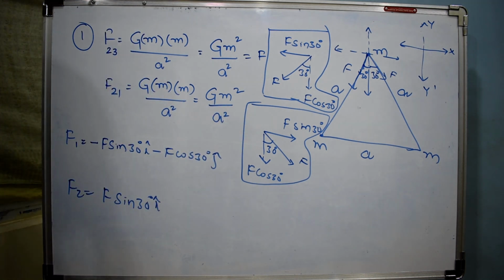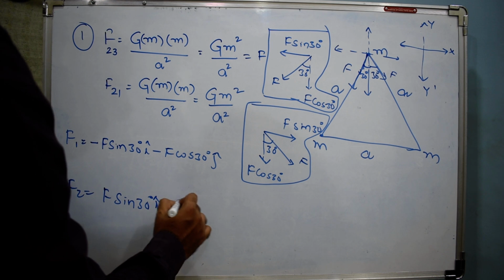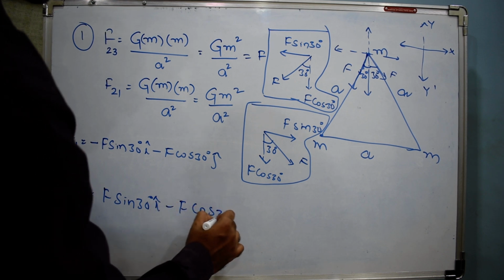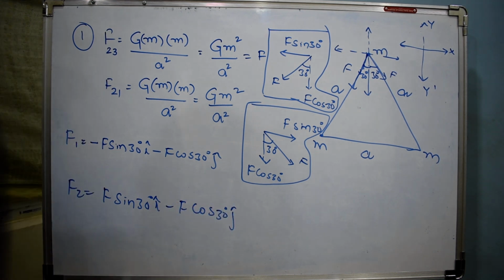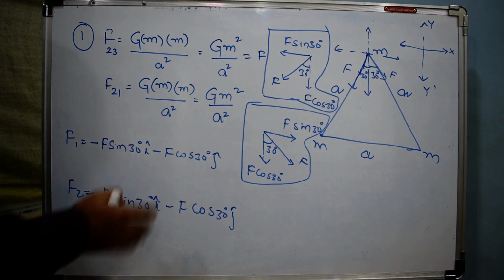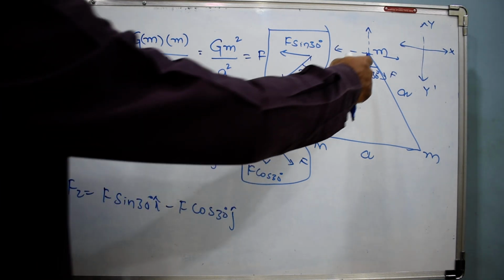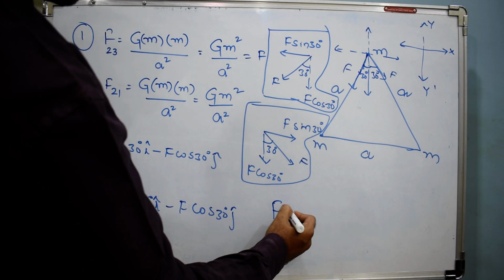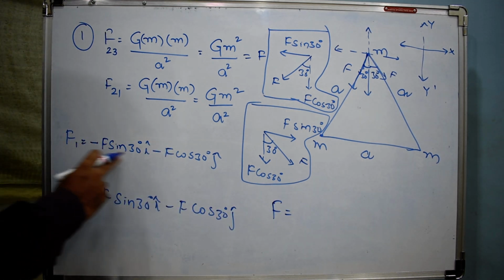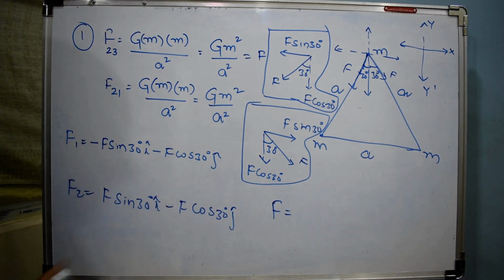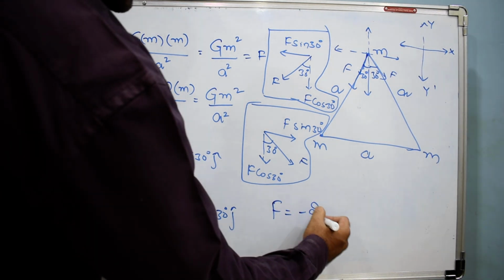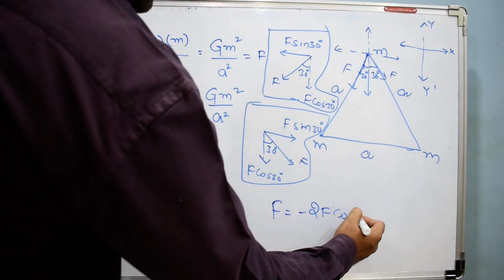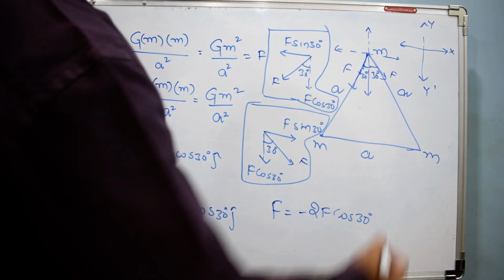A unit vector in the direction of negative y will be minus j cap. So it becomes minus F cos 30 j cap. So the resultant, the sum of these two forces, is the total force acting on this mass m placed over here. That resultant force is equal to the sum of these two. See that minus F sin 30 and plus F sin 30 get cancelled. So the resultant will be minus 2F cos 30 j cap.